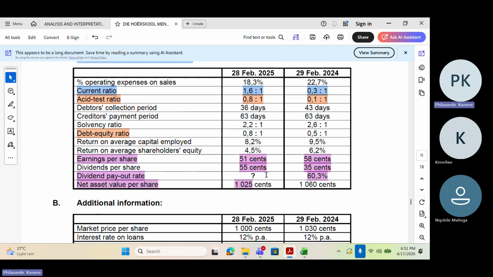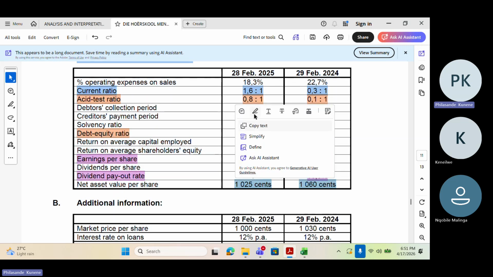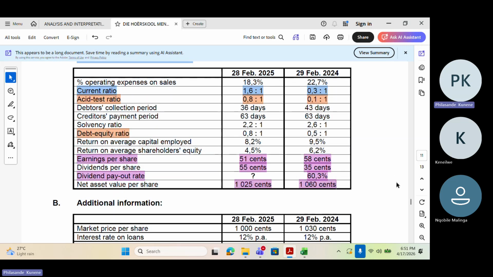Net asset value per share, you can see it was 1,060 cents. Now it is 1,025. You see the value of the shares is going down. We should not be happy about something like this, right? The value of the shares is going down. Shareholders will not be happy about this, and they will not be interested to invest. Even for us, it's not easy for this business to get other investors. No shareholders will come and buy shares in this company.